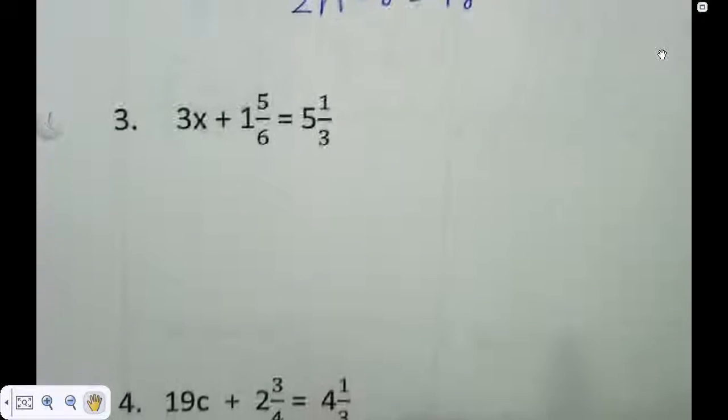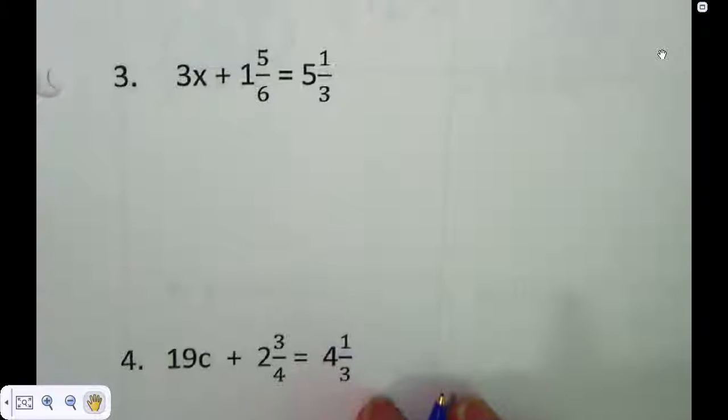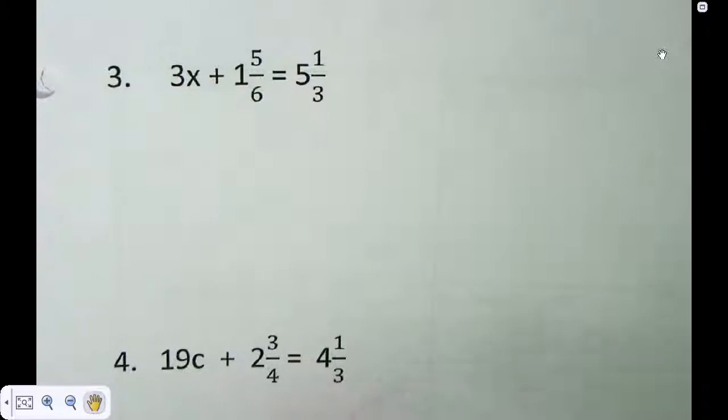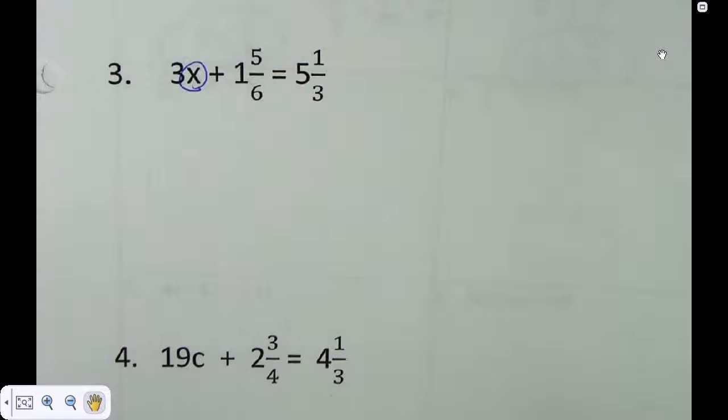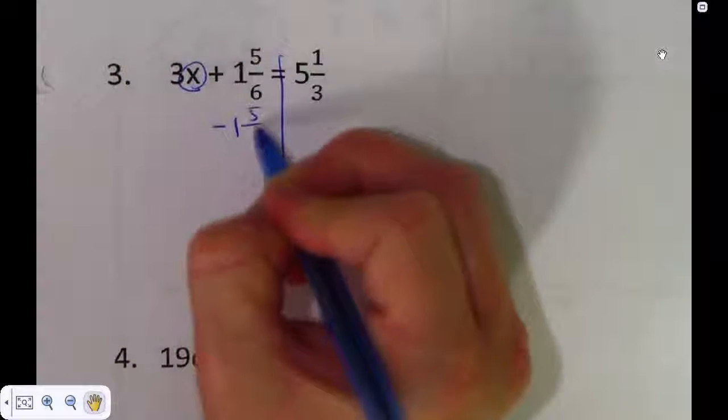Okay, look at number 3 now. We're going to practice on what we just got through with fractions. We're going to circle the x. Circle the x, draw your river. What do I do first? Good.